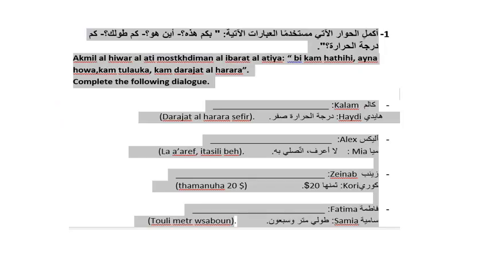First question, the student should complete the following dialogue using the words or the phrases بكم هذه أين هو كم طولك كم درجة الحرارة. Here Callum is asking Heidi a question and Heidi responded by درجة الحرارة صفر, which means the temperature is 0. So here she answered by an amount, so definitely it's كم درجة الحرارة.